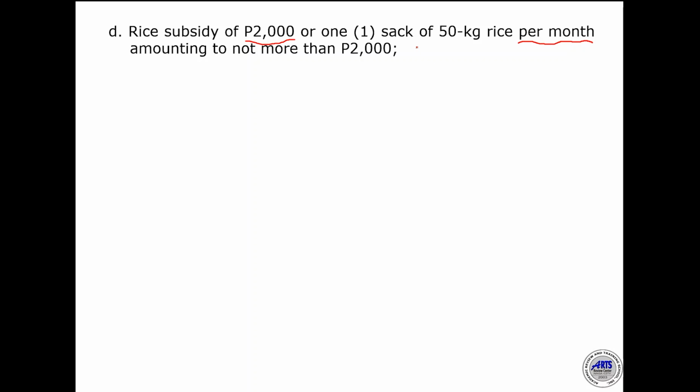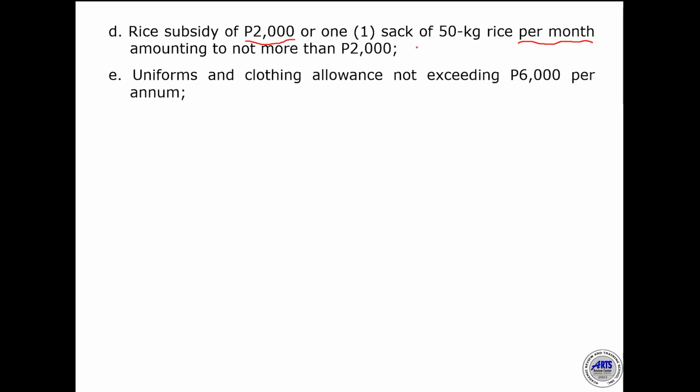O yan ang ceiling. Next, uniforms and clothing allowance, not exceeding 6,000 per annum. So that is the ceiling. 6,000. Pero per annum na yun ha. Ano ba yung per annum? Annually or yearly. Kasi sobra naman yung kung uniform o clothing allowance, 6,000 per month. Sobra na yan. Abuso di kumpiyansa na yan. Okay.